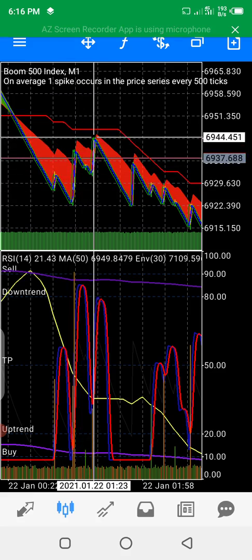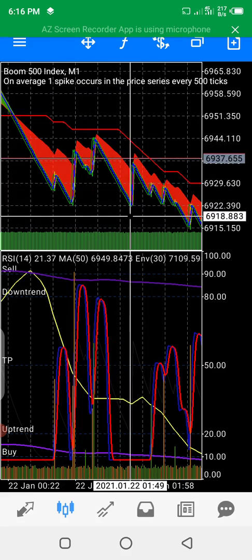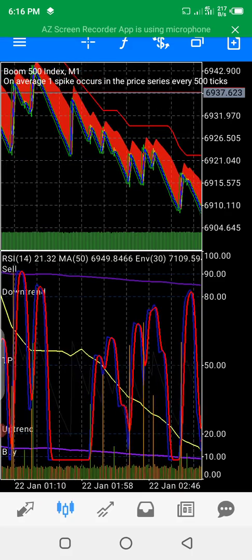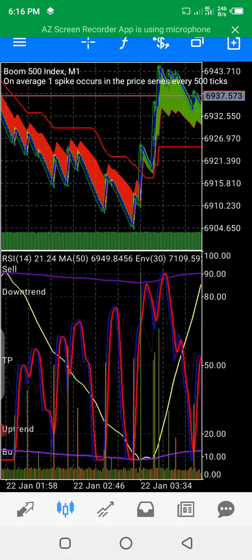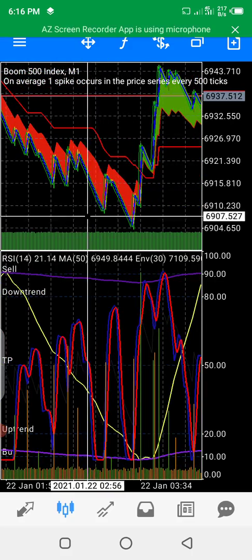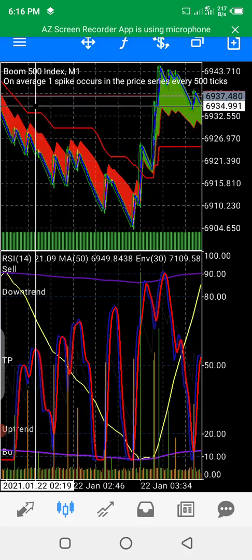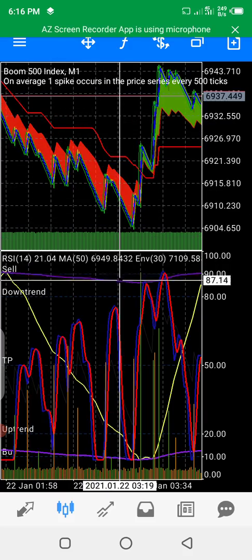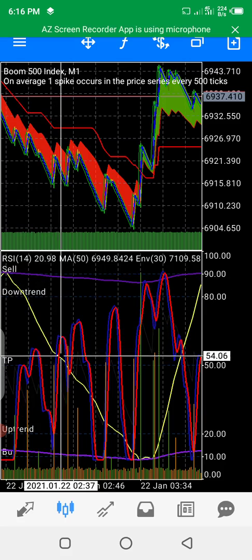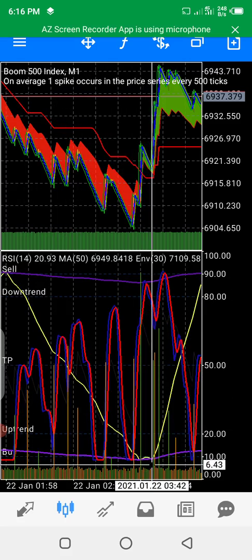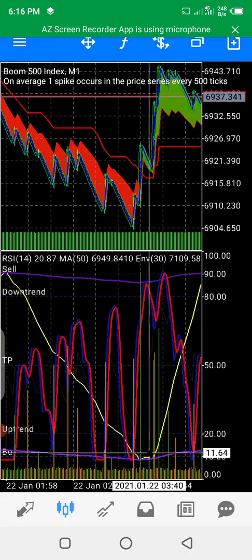Here it spiked a bit. You continued selling. We are still on red color. You continued selling, selling. This one came all the way up to here. It touched the other envelope.